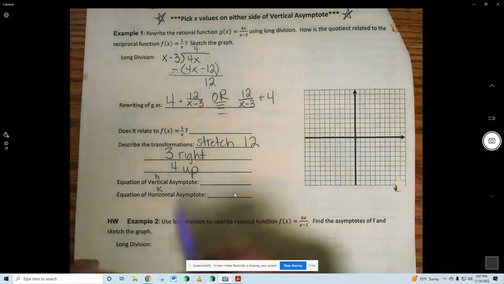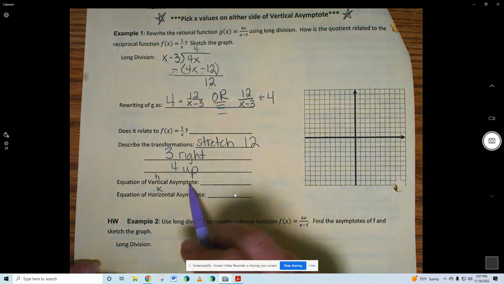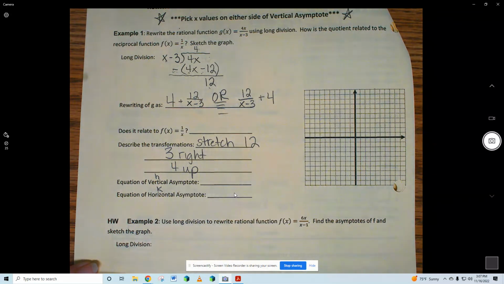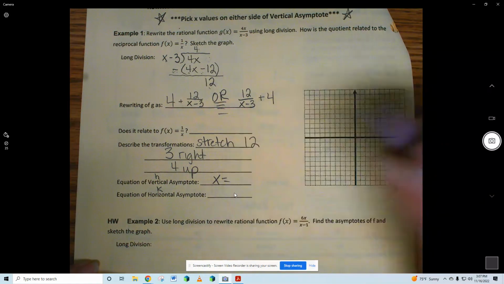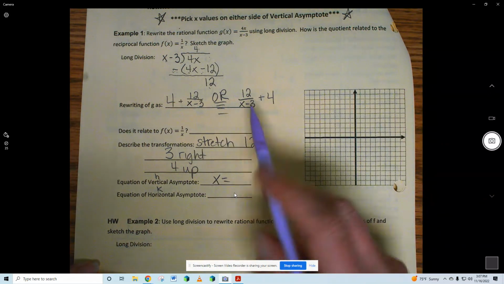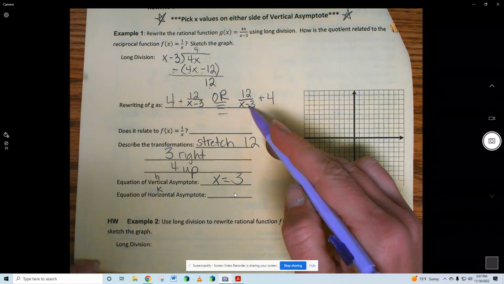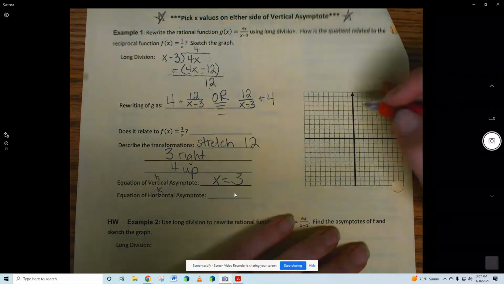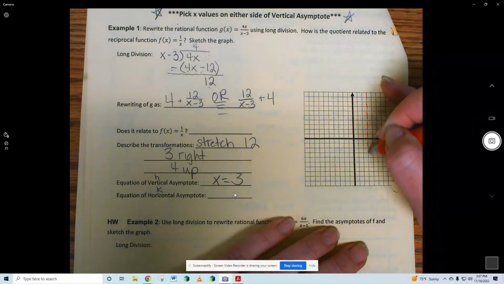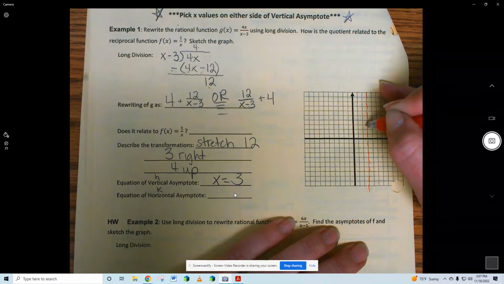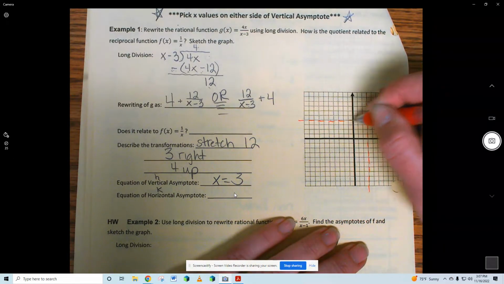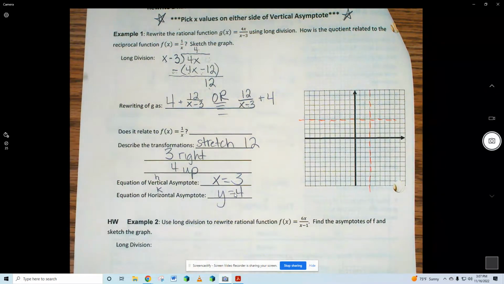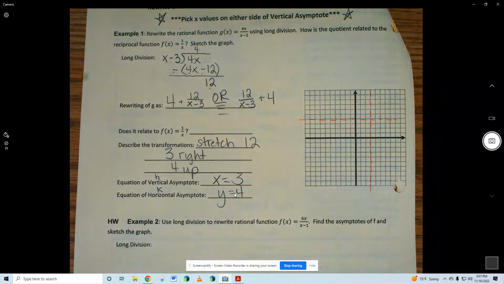What's the formula for my vertical asymptote? The dotted line formula is what? It's vertical, so is that x equals or y equals? X equals, what's the number for H? 3. See it up there? What's my horizontal asymptote? 4. And what's the formula for that? Y equals 4. So, I drew in red my asymptotes.